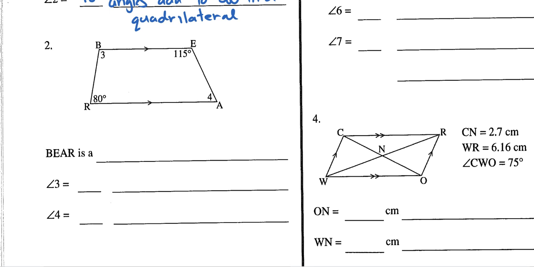Now, for question number 2, you should notice that the opposite ends, BE and RA, they're parallel, but clearly the side lengths in blue, they're not equal. So this is going to be a trapezoid.